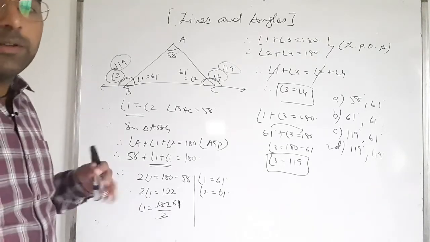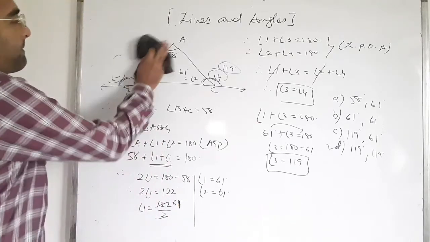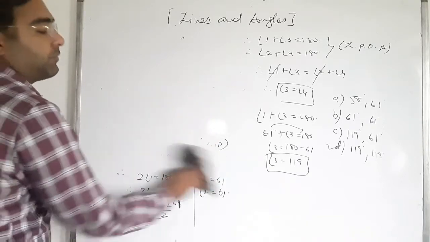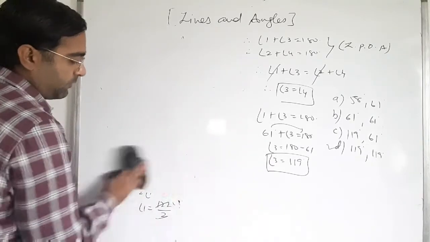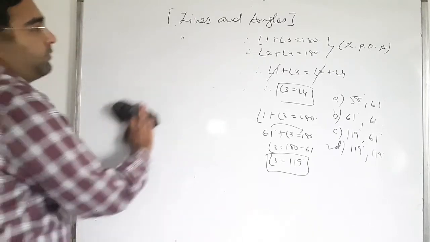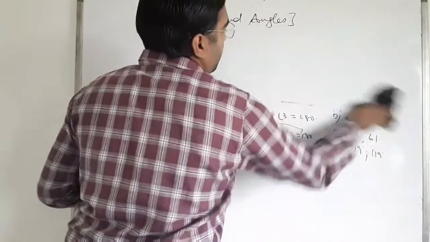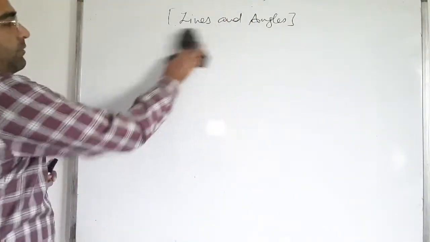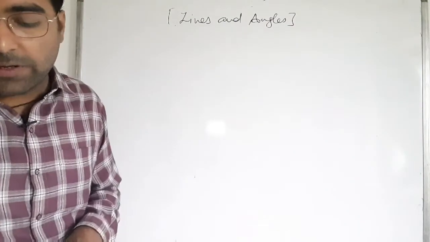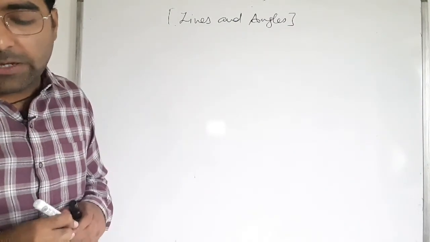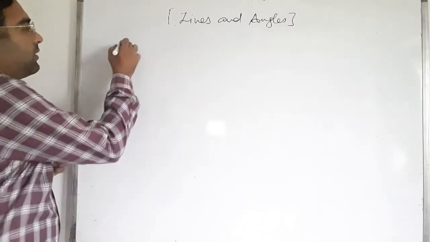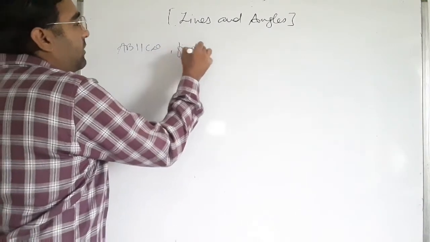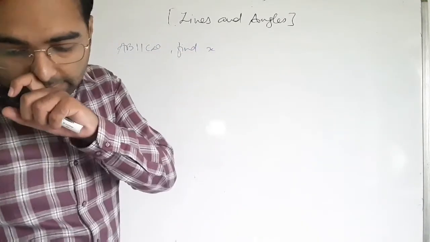Now next question. Next question, that is, in the given figure AB is parallel to CD, the value of X is. AB is parallel to CD, find X. What is the value of X?